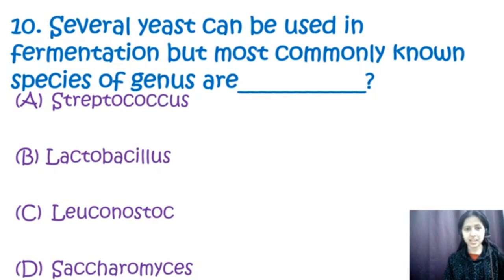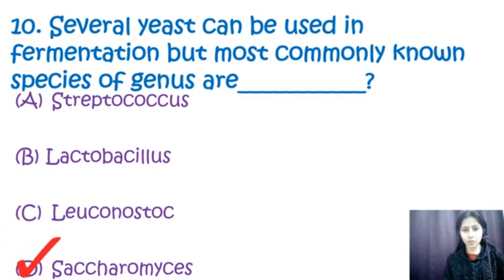Number 10. Several yeasts can be used in fermentation, but the most commonly known species of genus are option A Streptococcus, option B Lactobacillus, option C Leuconostoc, and option D Saccharomyces species. So the correct option is option number D, that is Saccharomyces species.